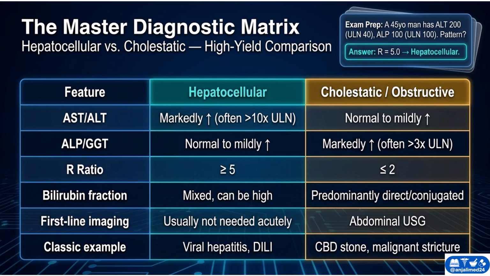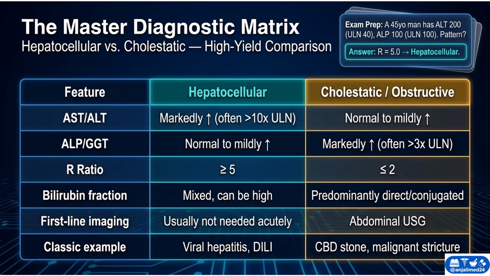In contrast, cholestatic or obstructive injury is characterized by a marked elevation of ALP and GGT, often more than 3 times the upper limit of the normal. AST and ALT are only mildly increased. The R ratio is 2 or less, confirming a cholestatic pattern. Here, bilirubin is predominantly direct or conjugated because bile flow is impaired.